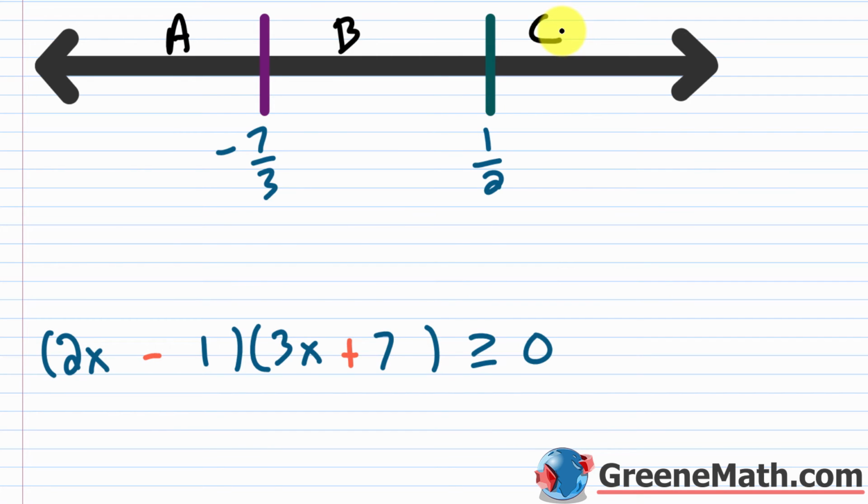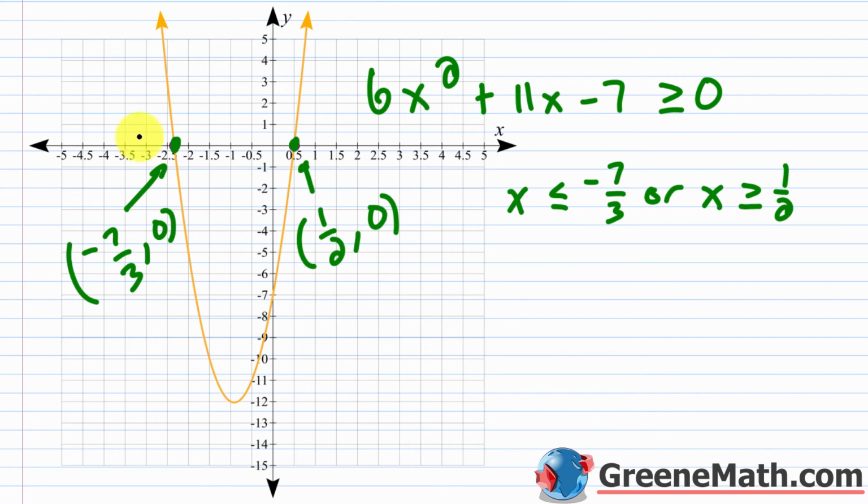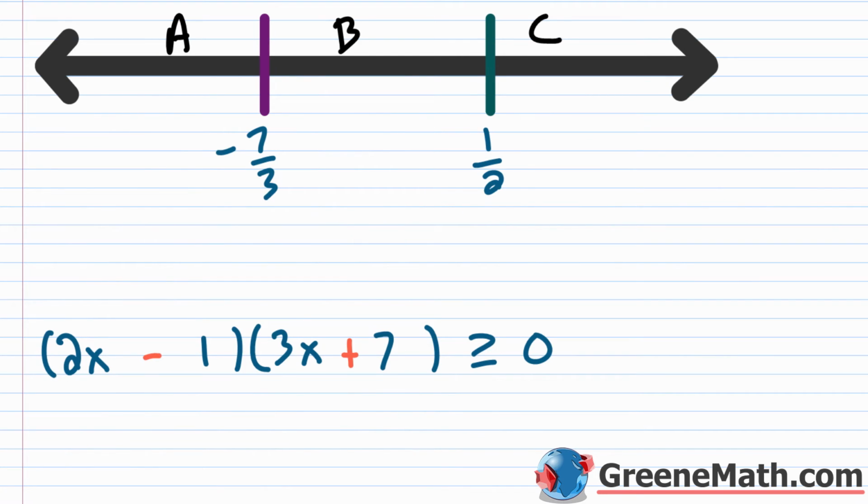Now we looked at the graph. And again, we found that anything to the left of -7/3 or anything less than -7/3 would work. And then we found that anything to the right of 1/2 would work. So we are expecting that things in region A would work, things in region B, between these two numbers, that's not going to work, and things in region C, that's going to work again. So let's come back down here and verify that.